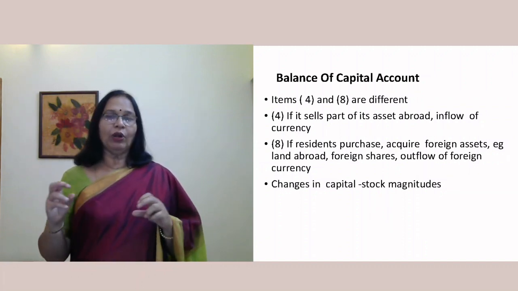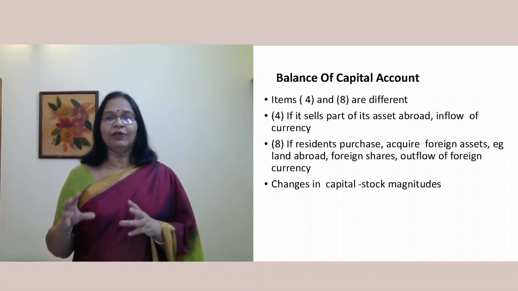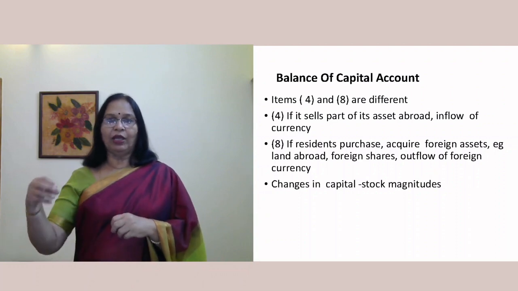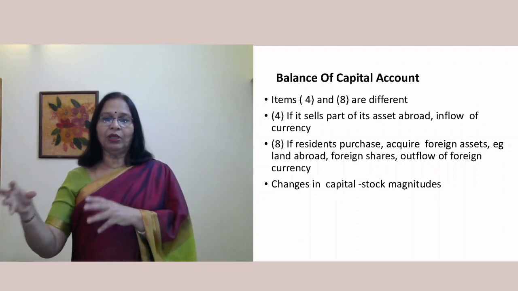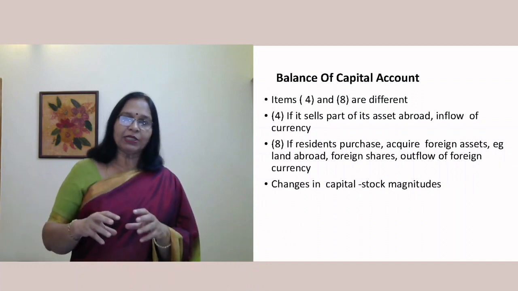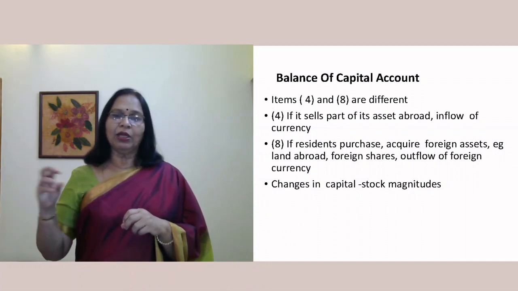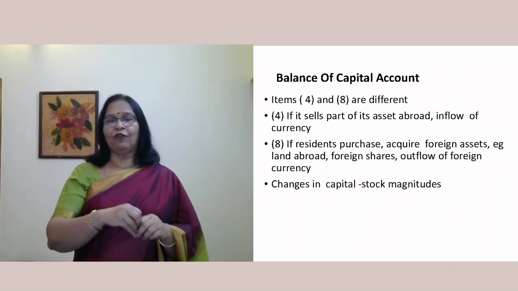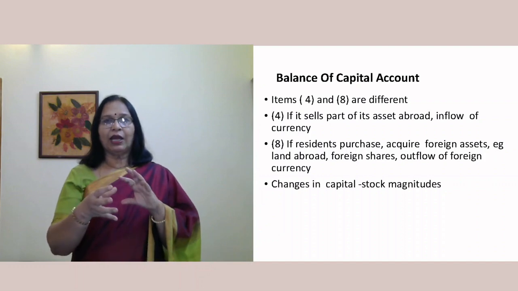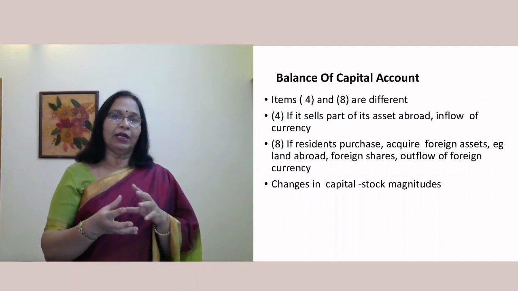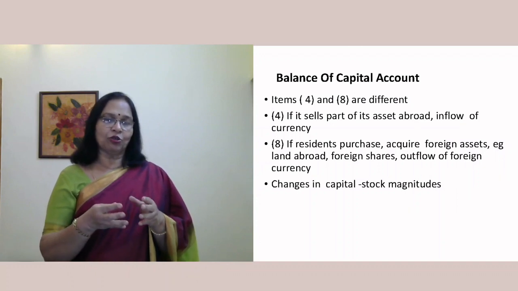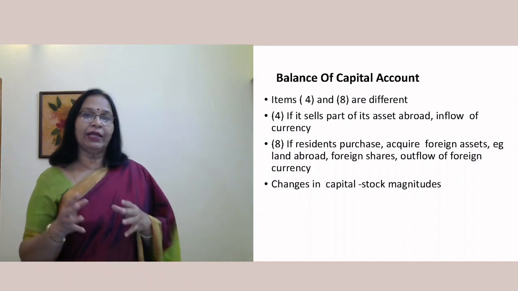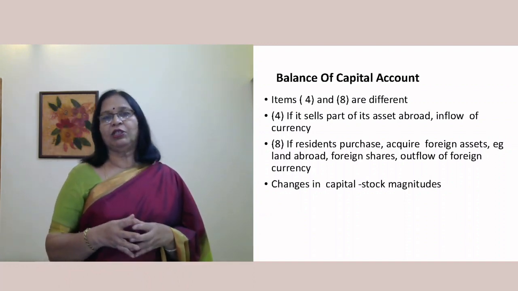So items 4 and 8 are different. In 4, if it sells part of its assets abroad, it is an inflow of currency. If residents purchase or acquire foreign assets or land abroad, then it is an outflow of currency. So if a businessman in India wants to buy some asset abroad, that is an outflow of currency. If a foreigner wants to buy an asset in India, that is an inflow of currency. So these inflows and outflows will change the way the country gets foreign exchange. Not only that has to be paid in the immediate time, but these borrowings and lendings can go on for a long time, and this also changes the asset ownership of the country.